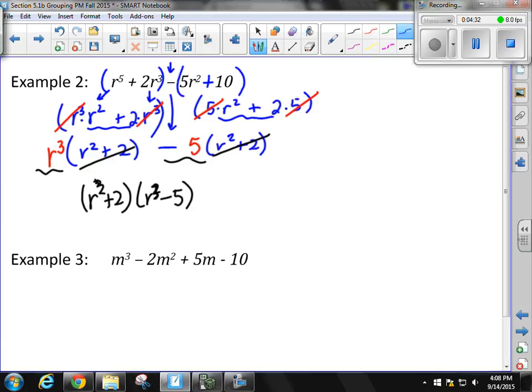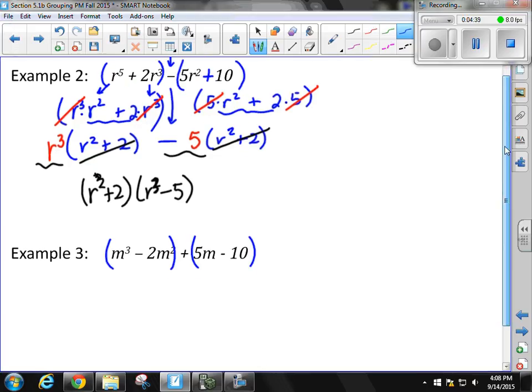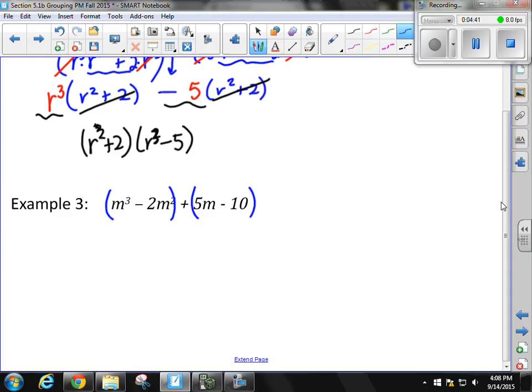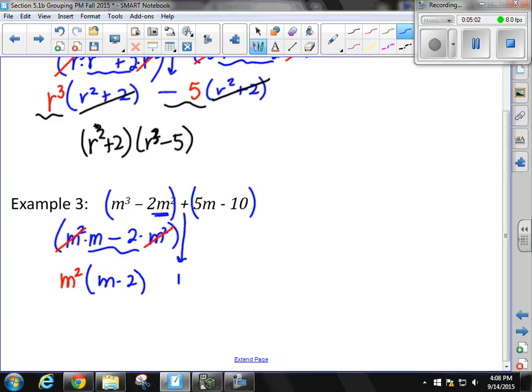And our last example. When I put parentheses here, I don't have to worry about any sign changes. I'm going to factor this. M squared is the lowest exponent that I have, so m squared times m will give me m cubed minus 2 times m squared. Common factor is m squared. Write that down first. In parentheses, put what's left, m minus 2. Bring down my addition sign.